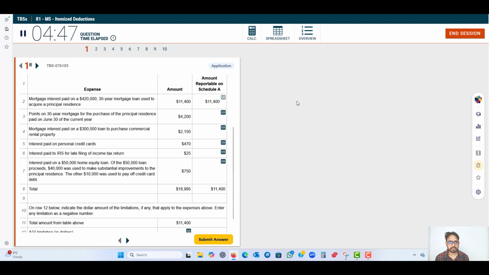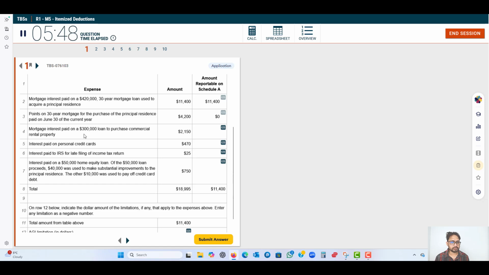We got accepted. Points on a 30-year mortgage for the purchase of principal residence paid on June 30 of the current year. So this is not any type of expense. Points mean that when you pay mortgage interest, the bank or the credit union may give you some points or any other amount, but that is not deductible on a Schedule A. So this amount is 0. Okay.